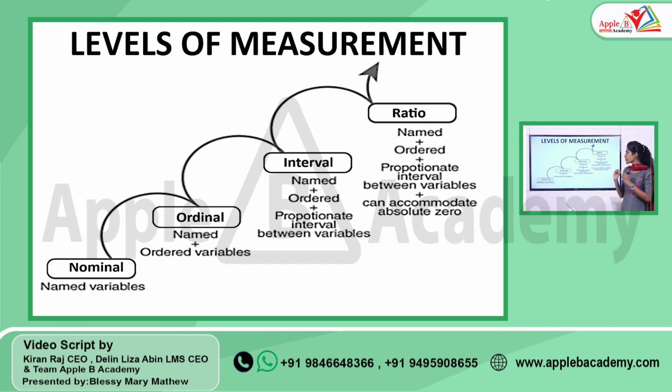So interval scales can be used for variables that can be named or categorized, and it can be ordered, and also it can be expressed in equal intervals, or there is proportionate interval between the variables. And coming to ratio scale of measurement, it can be used for variables that can be named or categorized, ordered, with proportionate interval between variables, and also it can accommodate absolute 0, or the scale starts from 0. So that is a peculiarity of variables that can be measured by this particular scale, that is ratio scale.